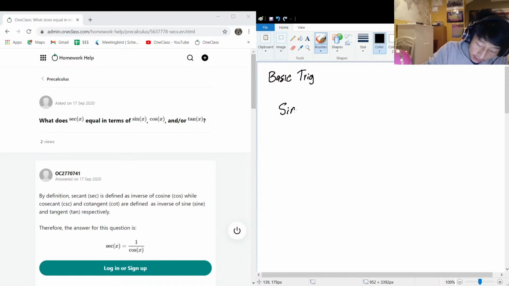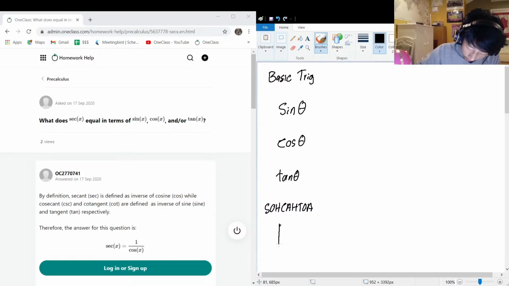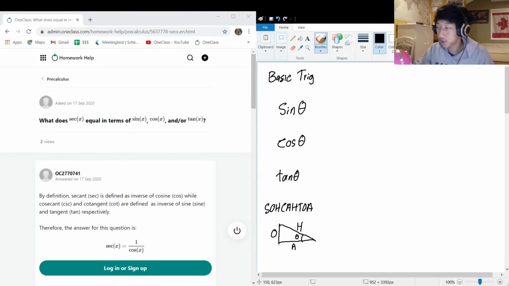So we have sine theta, cos theta, and tan theta. Think back to SOHCAHTOA with this little diagram here. So we have our adjacent here, our opposite, and our hypotenuse. Our SOHCAHTOA triangle, that'd be a good way to remember our basic trig stuff. And our inverse trig functions are as follows.